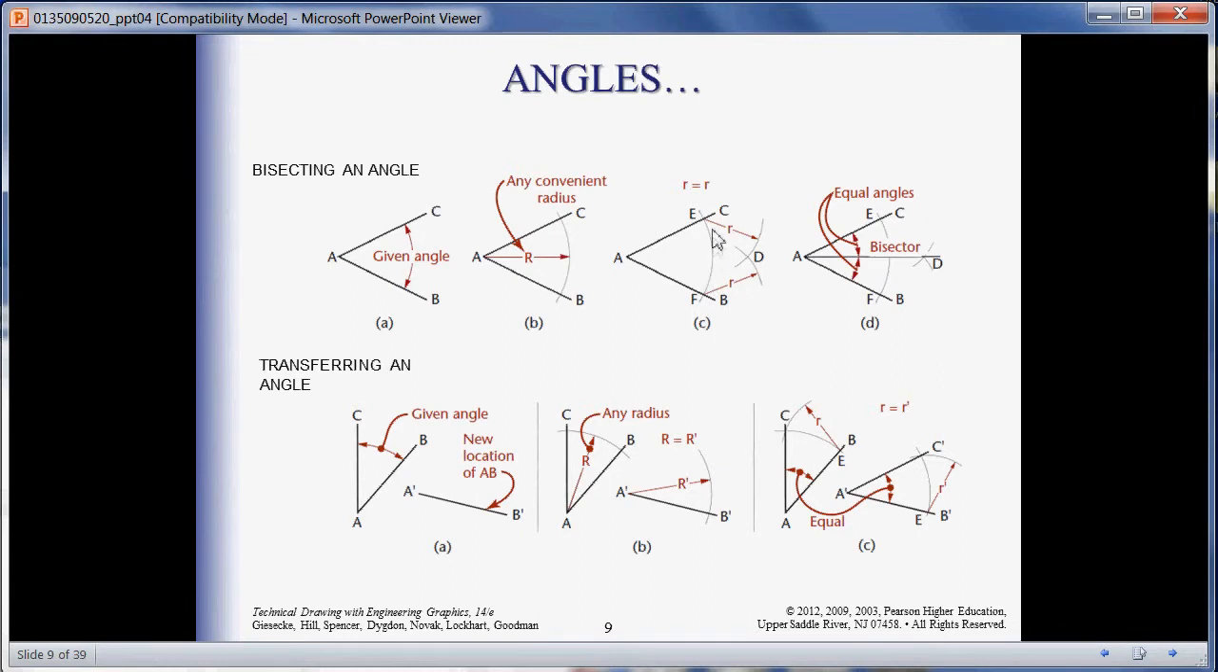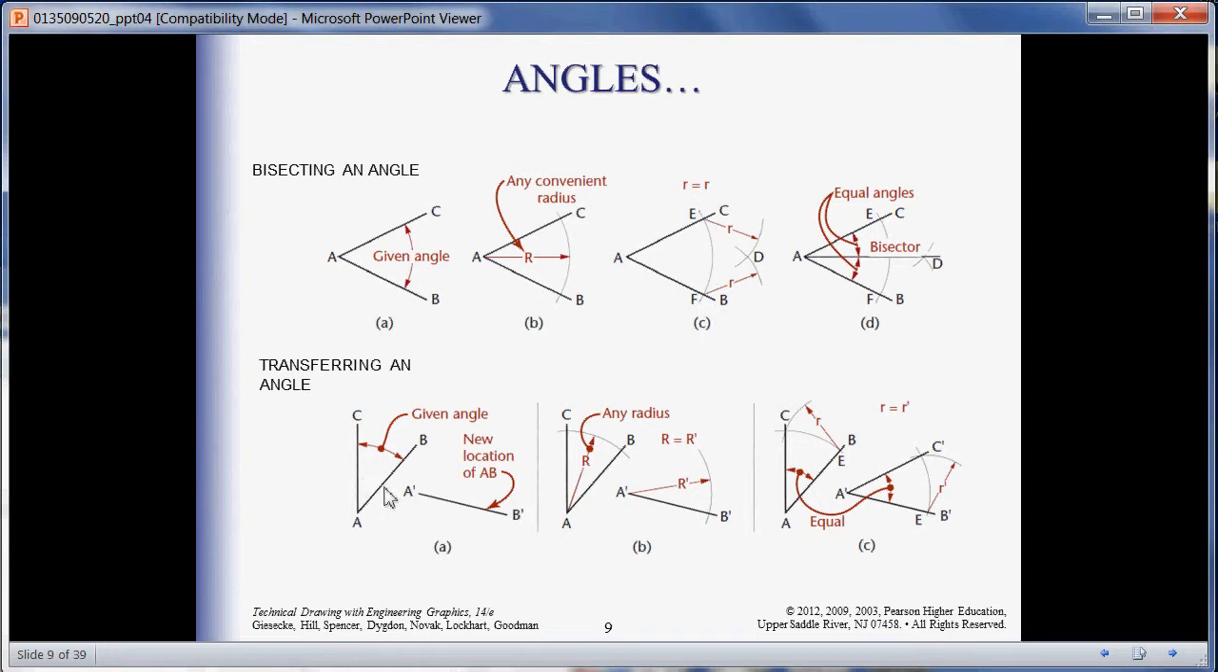Okay, and as long as the line was equidistant from A to E and A to F, as long as those were the same, then this whole system would work. But this is probably the surefire where he's creating an arc there.